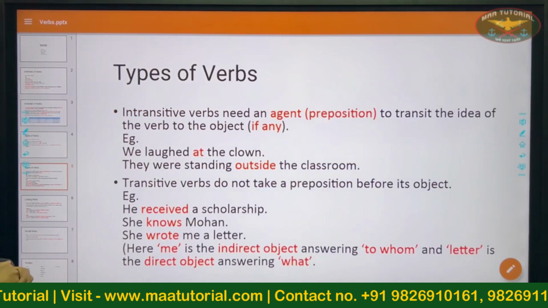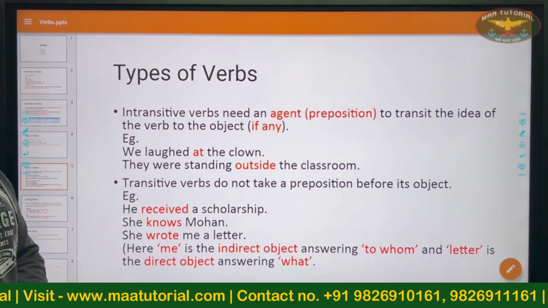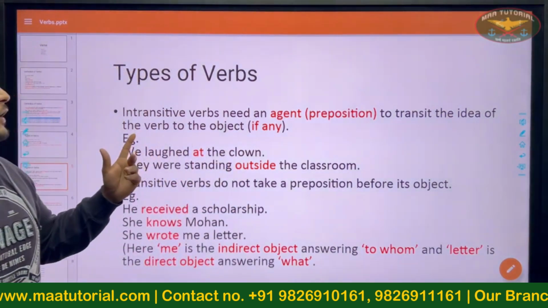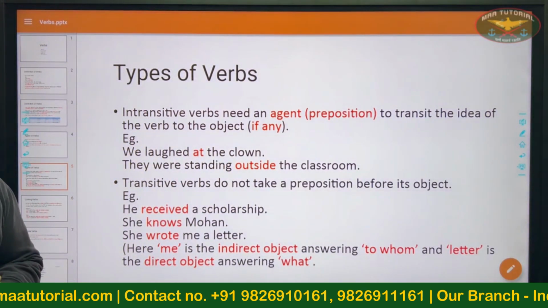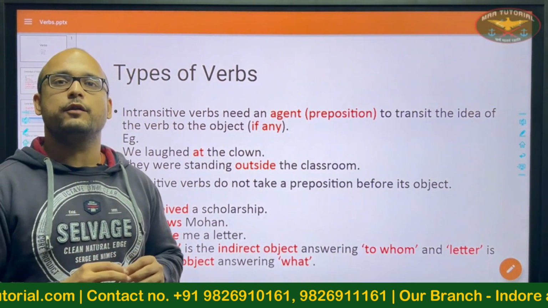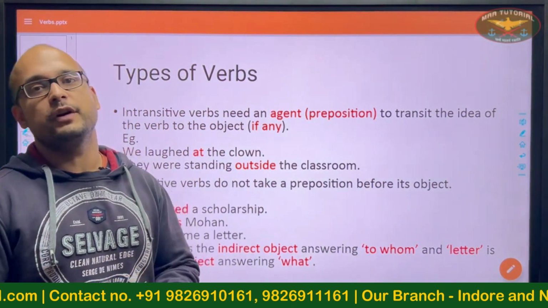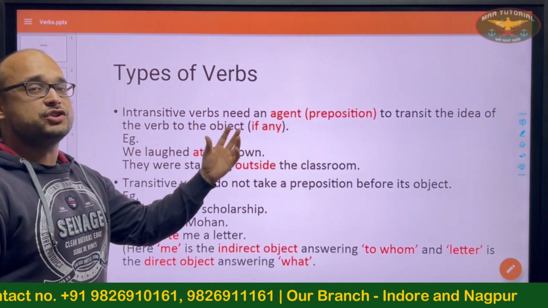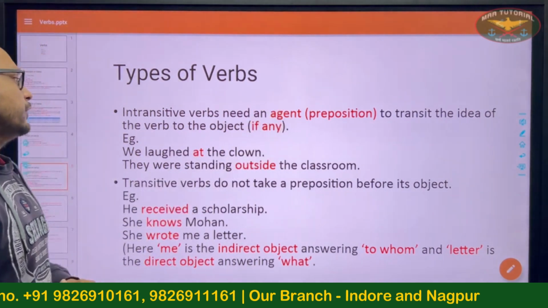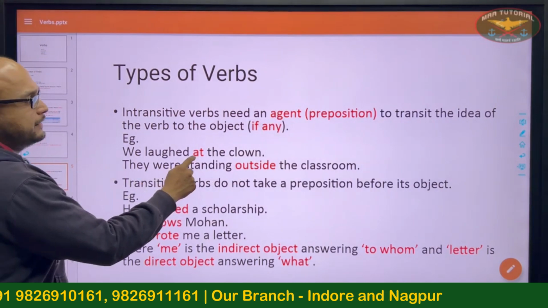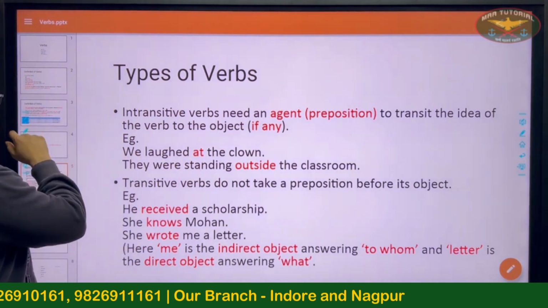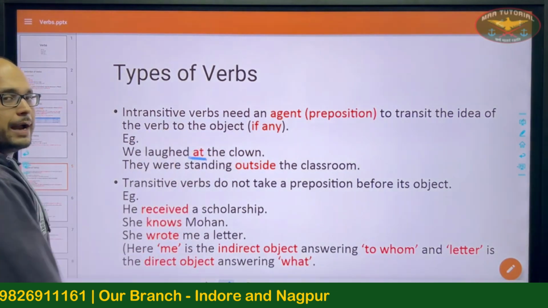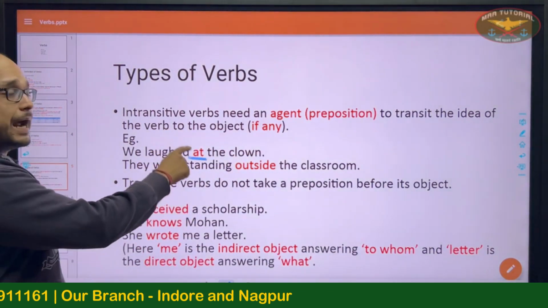Digging further into intransitive and transitive, intransitive verbs need an agent, a preposition, to transit the idea of the verb to the object, if there is an object. If with an intransitive verb we do add something at the object place, we are going to need an agent, a preposition, to add. For example, we laughed at the clown. So what is the agent here? At. That is the preposition that is being used to add the object here.